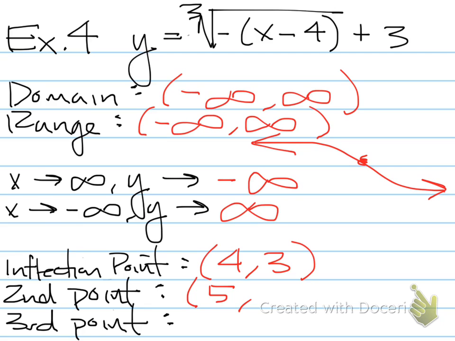If x is 5, 5 minus 4 is 1. Negative 1 would be our radicand. The cube root of negative 1 is negative 1. Negative 1 plus 3 is 2. If x is 3, 3 minus 4 is negative 1. Negative negative 1 is 1. The cube root of 1 is 1. 1 plus 3 is 4.